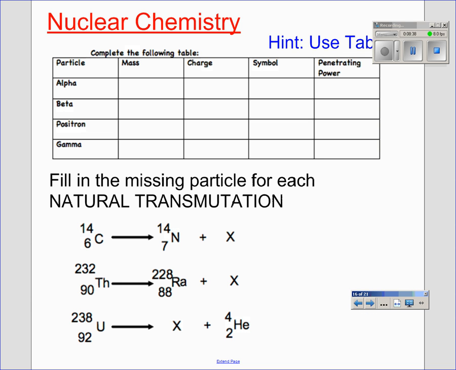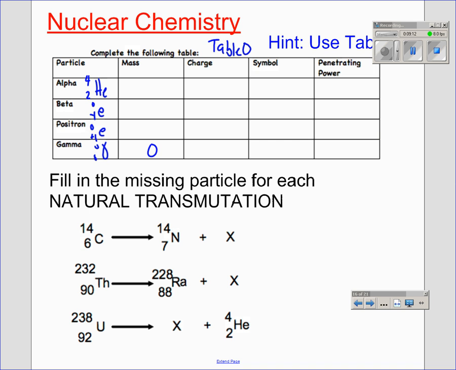Okay, the last unit that we covered is nuclear chemistry. If you want to complete this table, you can turn to Table O. Alpha, you should recognize, looks like this, and is a helium nucleus. Beta is the same as an electron. Positron is a positive electron, and gamma is just energy.